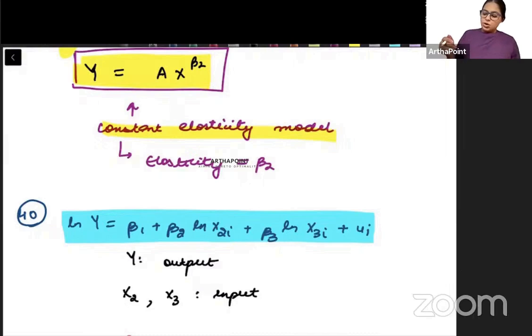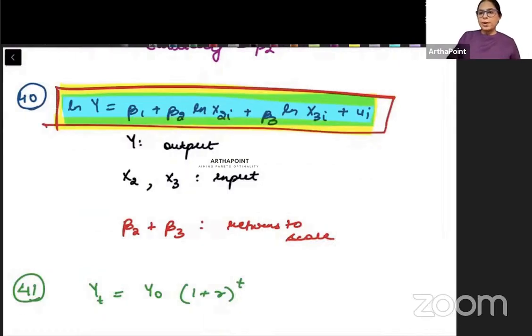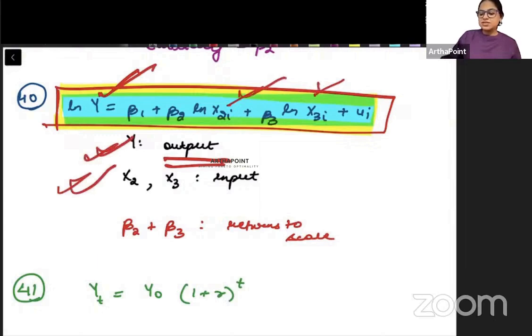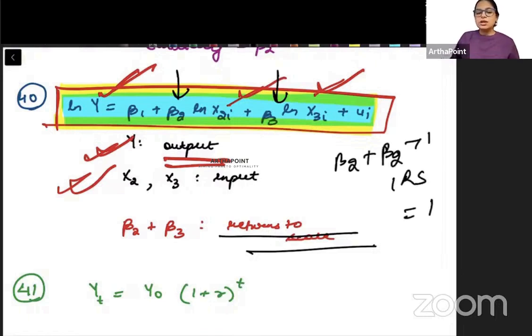ठीक है बेटा, ओके। अब अगर आपके पास एक multiple regression model दिया हुआ है in which it's a log-log form, और आपको ये y output बोल रहे हैं और x's are given as inputs, तो just remember that the sum of these coefficients gives you the returns to scale. ठीक है, तो if beta 2 plus beta 3 is greater than 1, it is increasing returns to scale, equal to 1 constant returns to scale, less than 1 decreasing returns to scale.